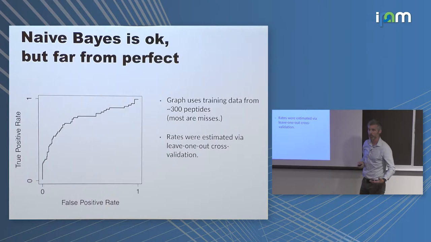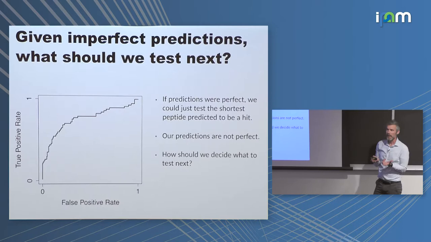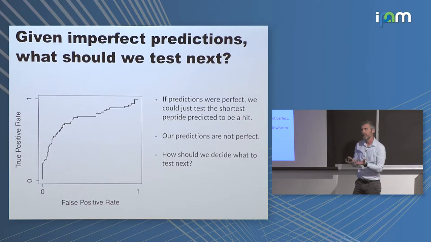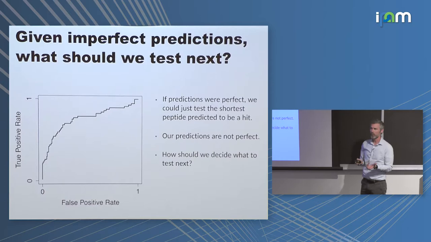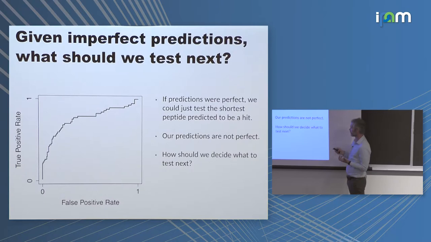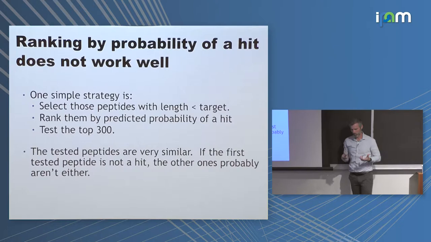So the question is, if you have a model like this, and I think no matter how hard you work with the kinds of training data that we have, in any application, you're always going to have reasonably large amounts of error. How do you decide what experiments to recommend to your collaborators to run next? Okay, so this is going to be sort of the core math.